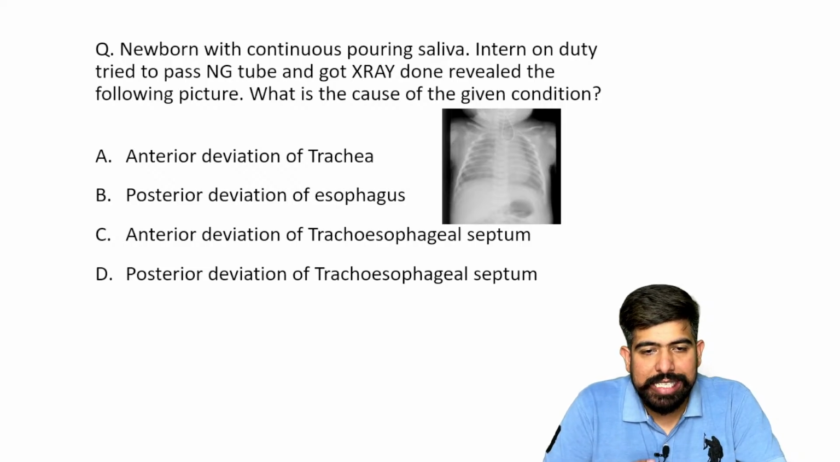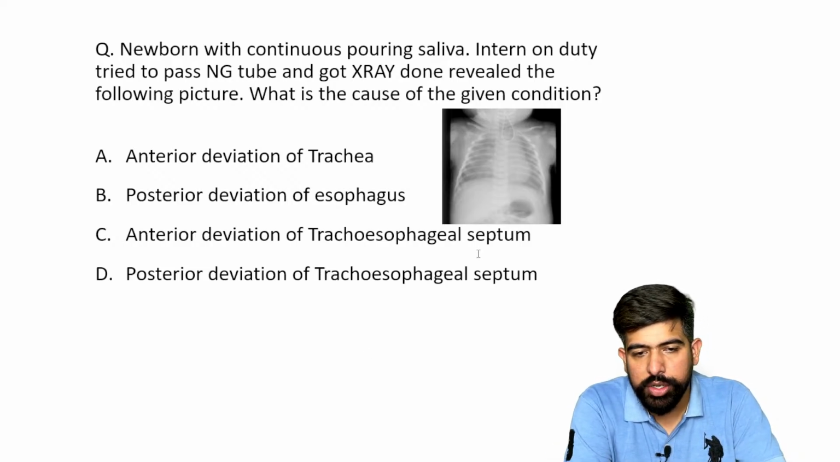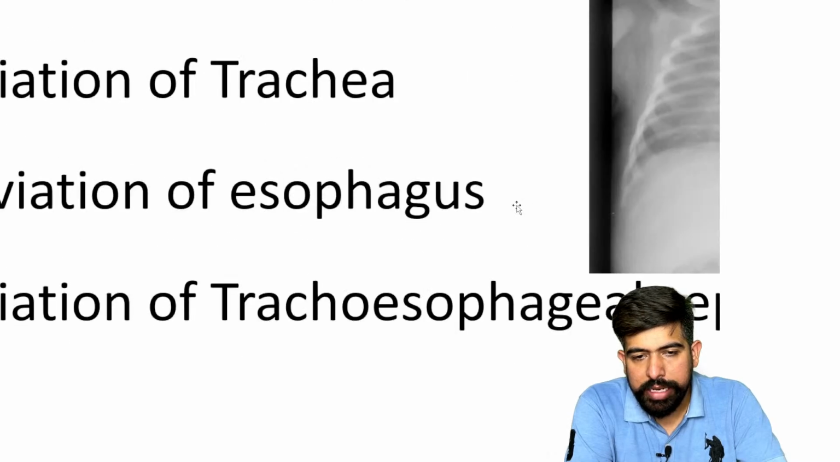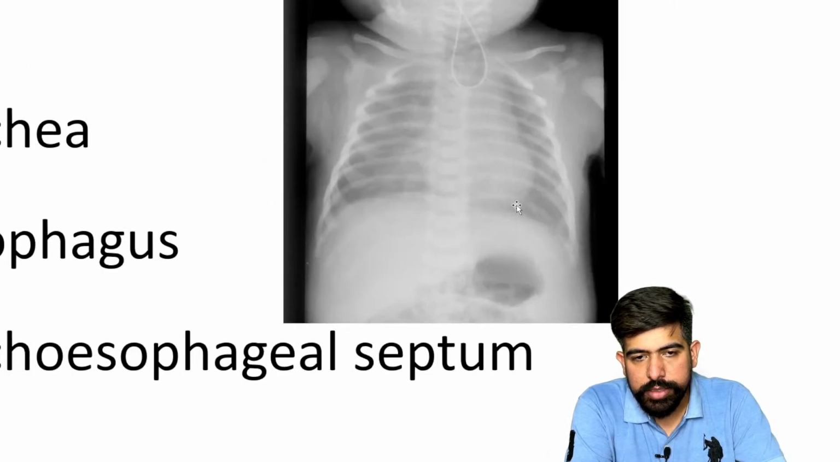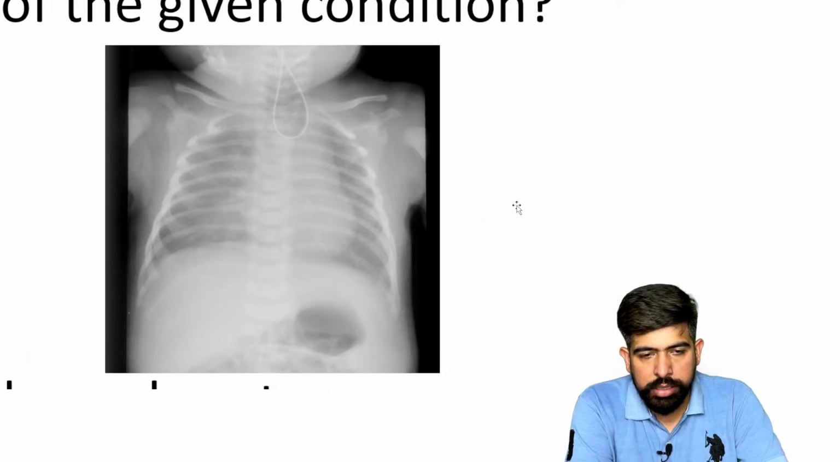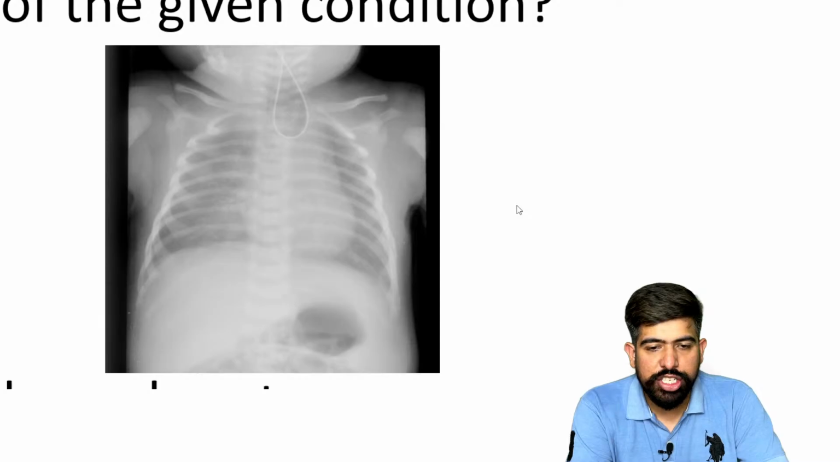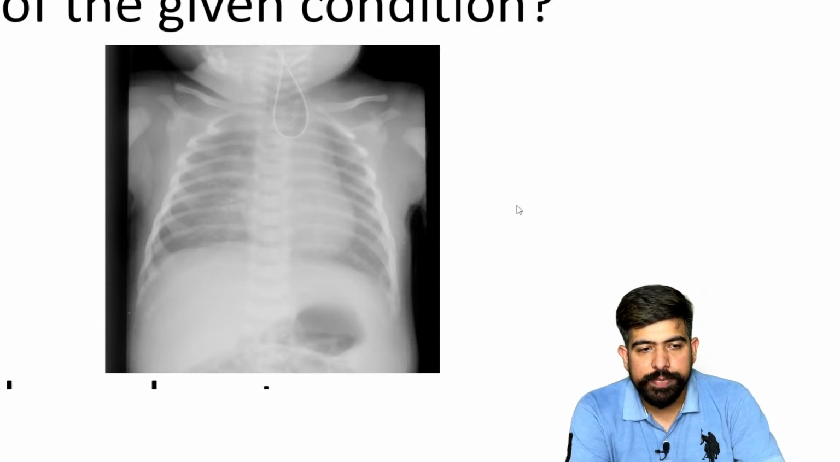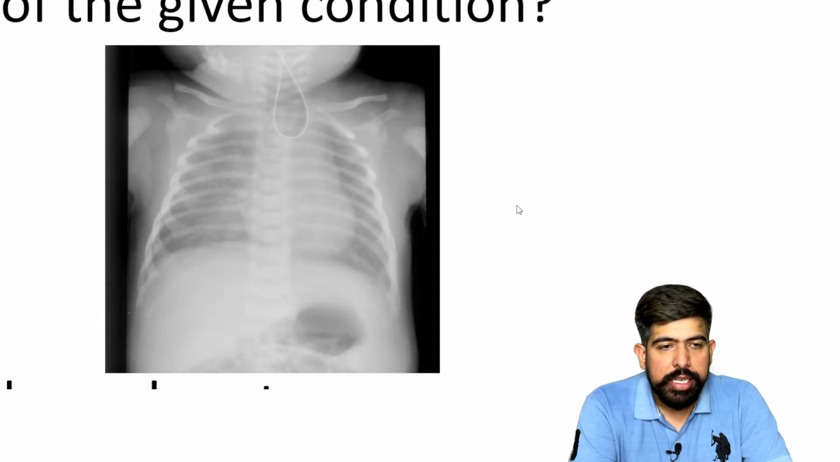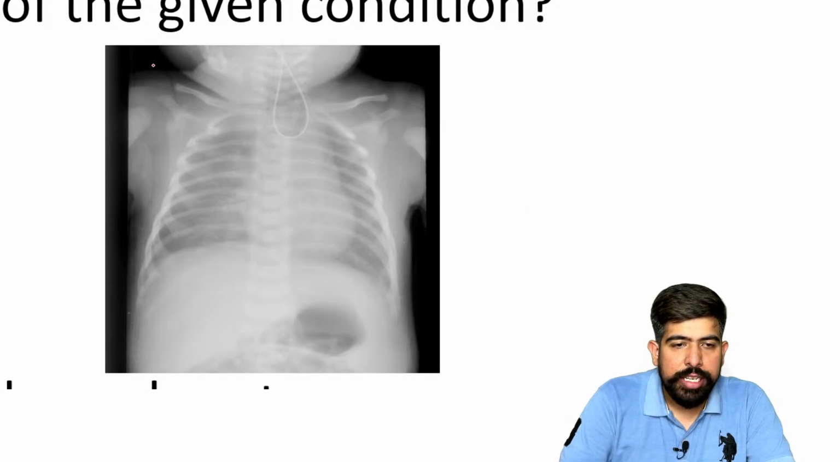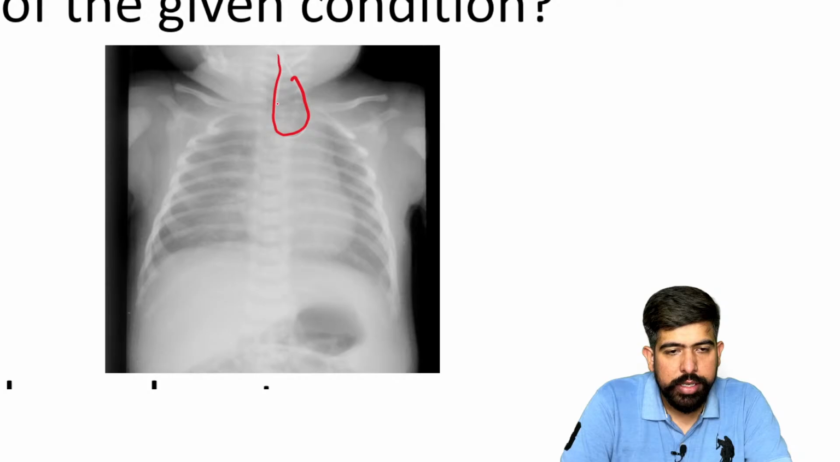Now, looking at this image, if you want, I can zoom in. Just a minute. I hope it is now clearly visible to you. Just check out the image and then try to answer it. What you can see here is that this NG tube is coming down like that and then coiling back again.